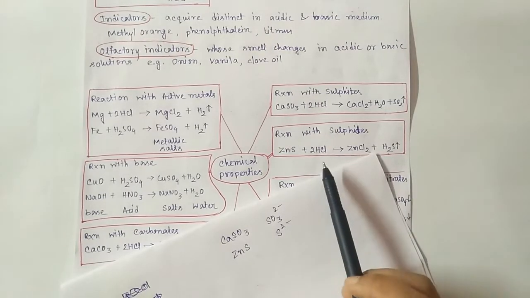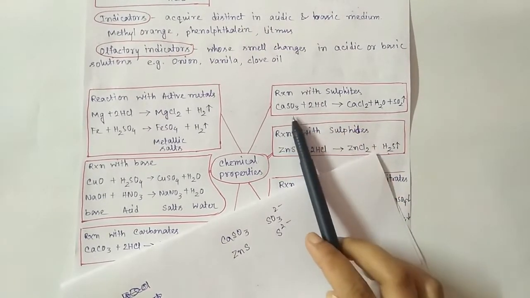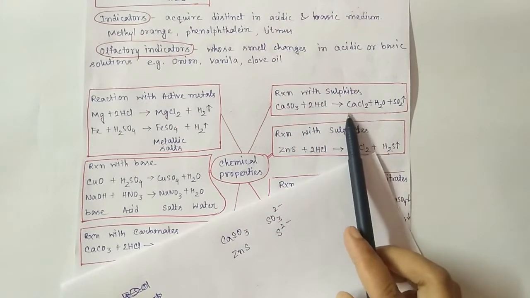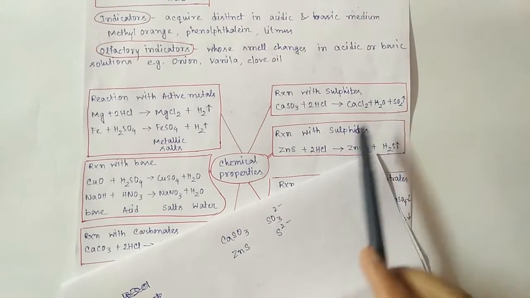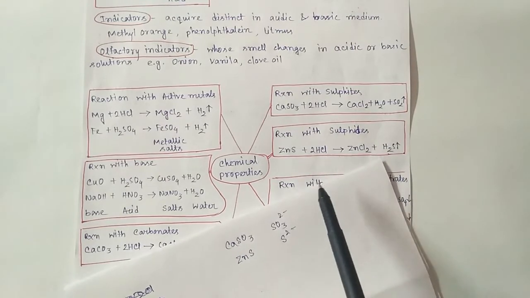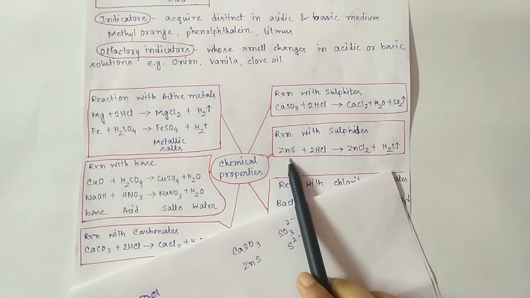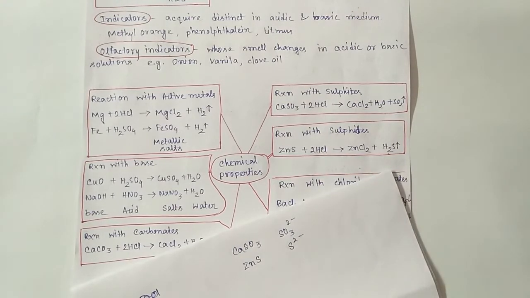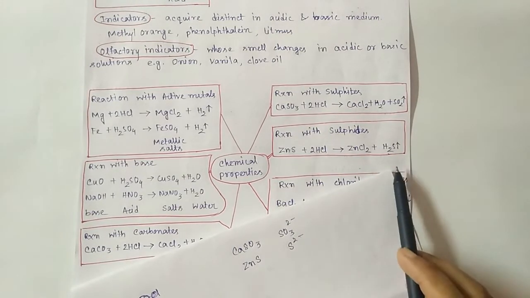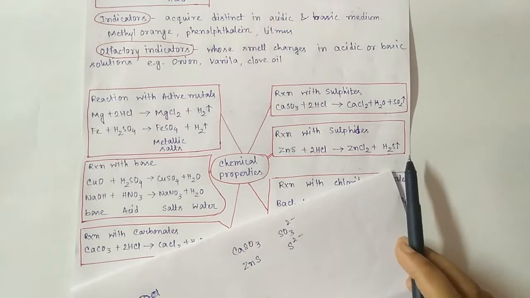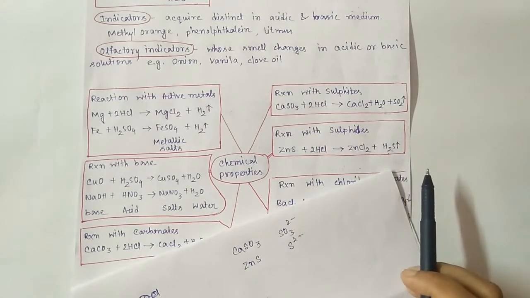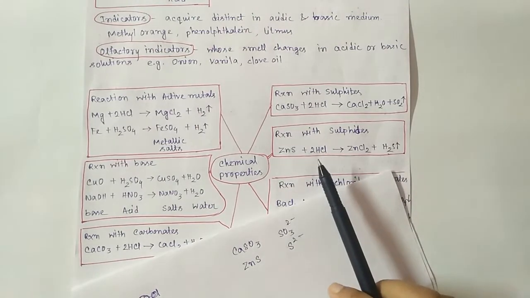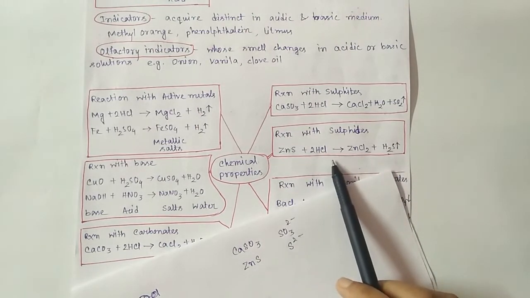So when your acid reacts with CaCO3, calcium carbonate, it will produce one salt, CaCl2, and SO2, and when it reacts with sulfides, it will produce one salt and H2S. And this gas, hydrogen sulfide gas, has a smell like rotten eggs, and thus you can identify that here there is a reaction between sulfides and acid.